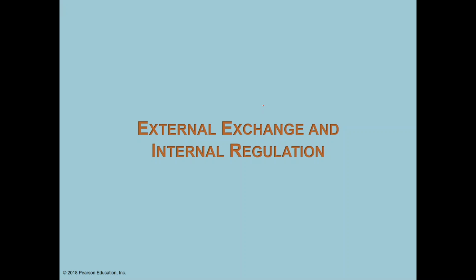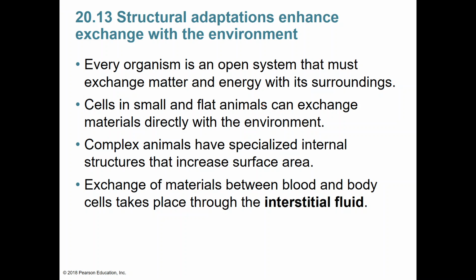Okay, so moving on to how these organ systems regulate our bodies and have an internal and external exchange with our environments to help us maintain that state, that perfect state that we want to have, called homeostasis. So every organism has to exchange matter and energy with its surroundings. That's how we thrive and function.